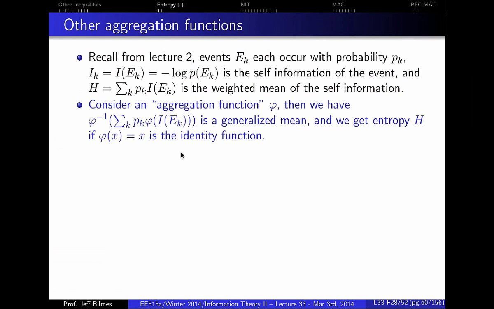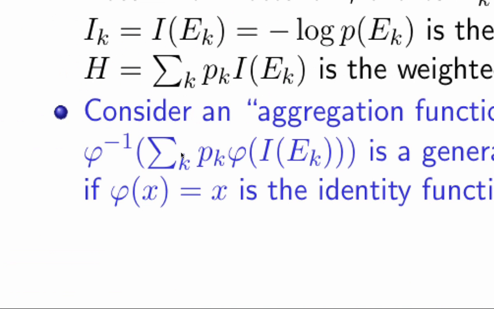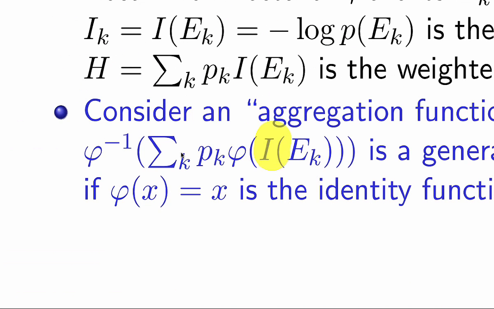But we could think about taking other forms of aggregation function. For example, let's say we have this aggregation function phi. We could form an aggregation by first taking the information of the event, then transforming it by phi, then taking the weighted average, and the last thing we do is invert phi to get back the final result. So phi is an aggregation function, and this does this.